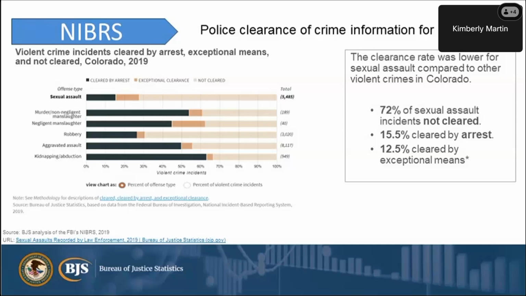So you can actually look at crime clearance by type of crime, but you can also look at it as a function of the characteristics of the offenders too and the victims. So yes, NIBRS is the answer. Woo!